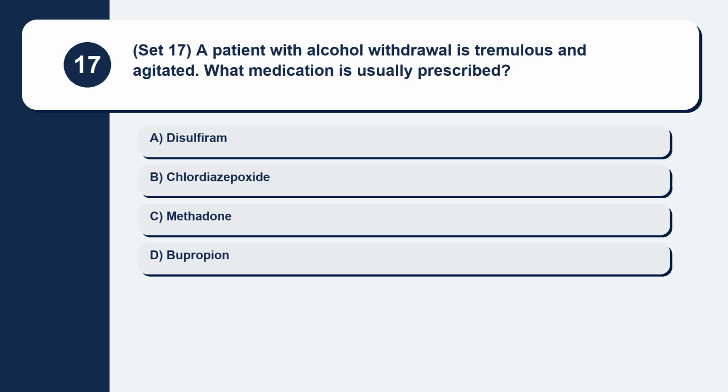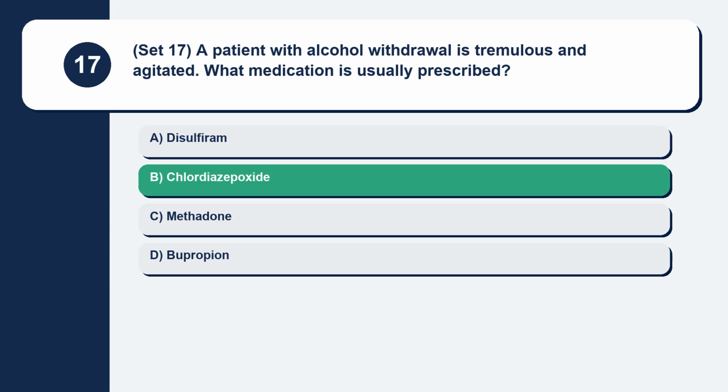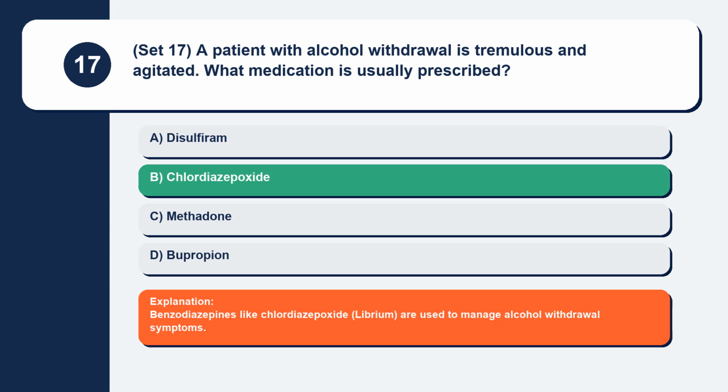Question 17. Set 17. A patient with alcohol withdrawal is tremulous and agitated. What medication is usually prescribed? Disulfiram, chlordiazepoxide, methadone, bupropion. Benzodiazepines like chlordiazepoxide, Librium, are used to manage alcohol withdrawal symptoms.